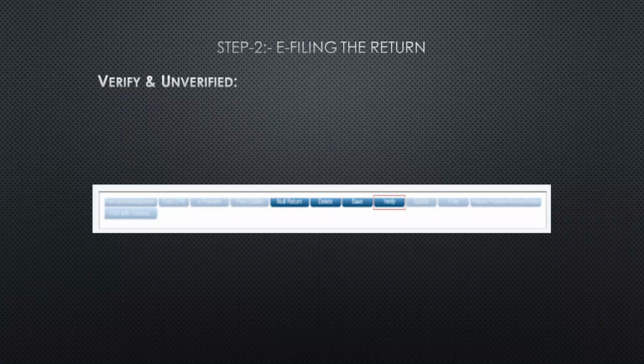Verify and unverified. When you have saved, prepared your return, verify it by clicking the Verify button. You have to save the return once to verify it. After verification, the return can either be submitted or unverified by clicking the Unverified button. You cannot edit, update the return in verified mode.